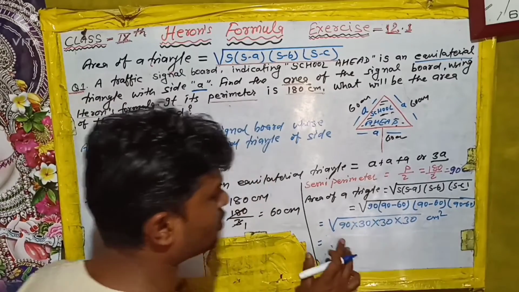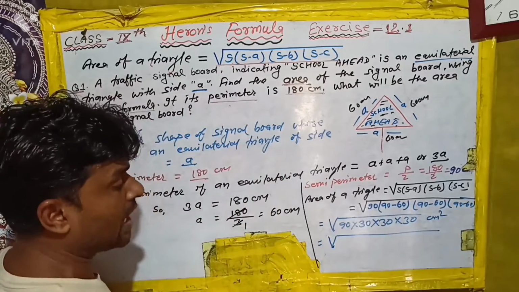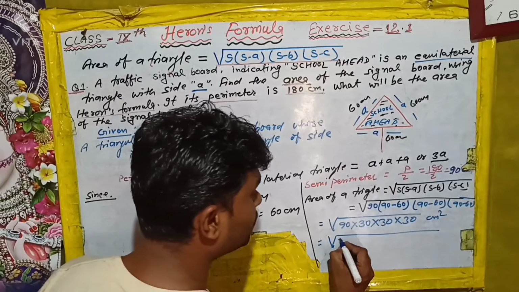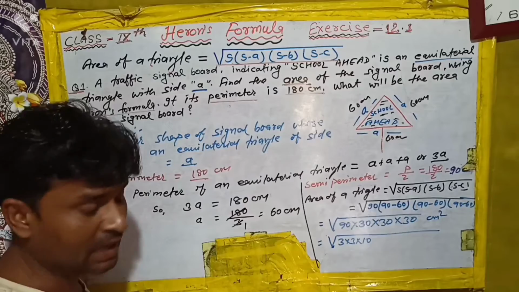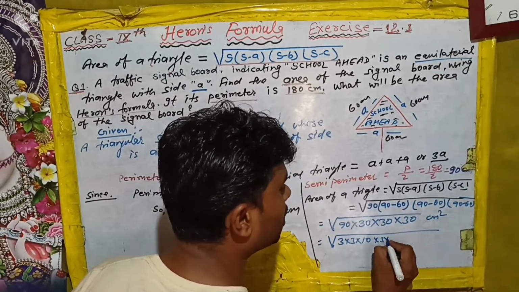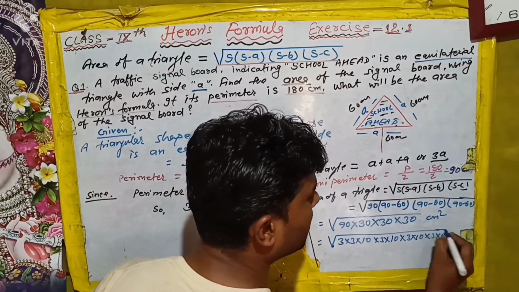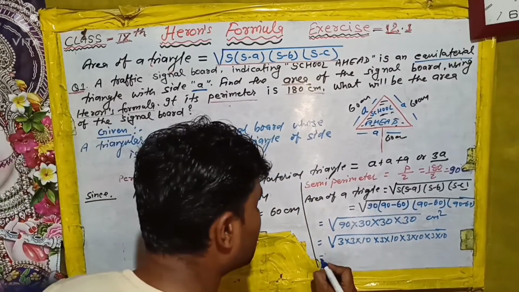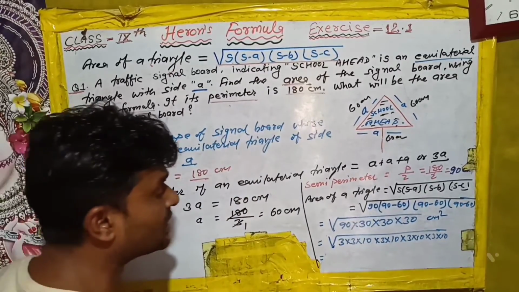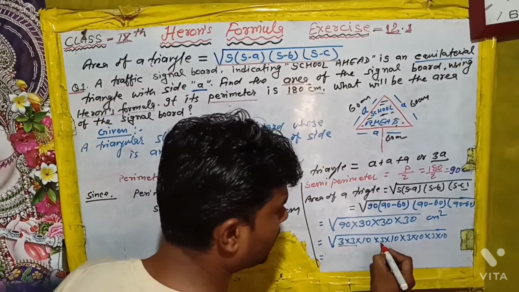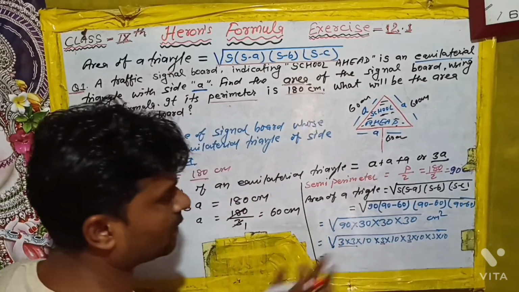90 can be factorized as 3 into 3 into 10, since 3 times 3 is 9 and 9 times 10 is 90. And 30 can be written as 3 into 10, again 3 into 10, again 3 into 10. To get the square root out, we have to make pairs. One pair of 3 and 3, another pair of 3 and 3, and one 3 remains. So one 3 comes out from the first pair.